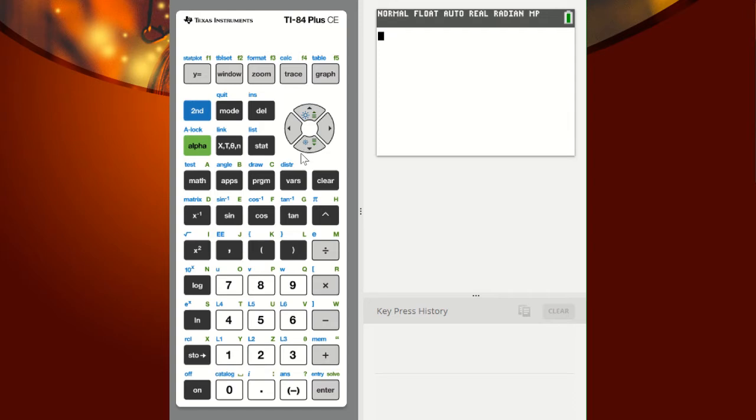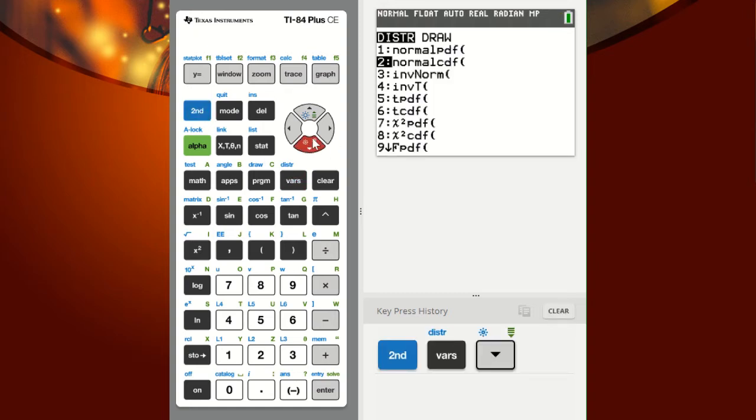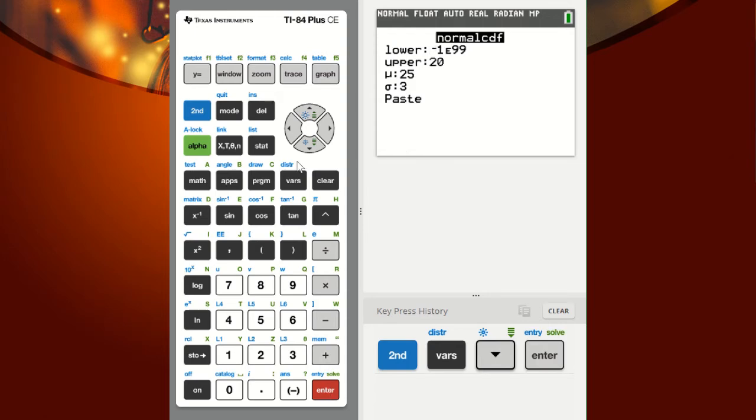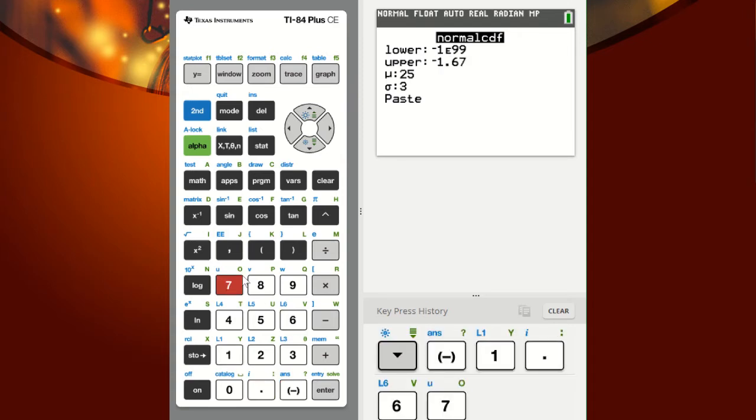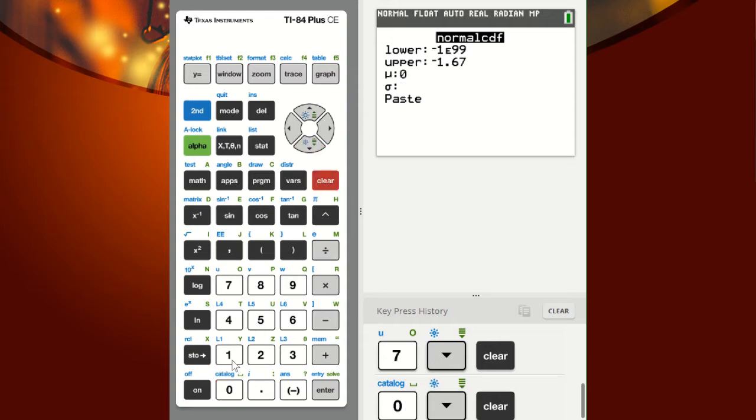Okay, so this time I need to find an area from a z-score. Again, I'm going to be in distribution, so second, vars, and then normalcdf just like before. My lower is the same, negative, basically the highest number I can think of. And then instead of 20, we're going to enter our z-score, so negative 1.67. Because this is z-scores, I'm talking about a standard normal distribution here. When I have a standard normal distribution, my mu is always 0 and my standard deviation is 1. Because it is standard normal, it's a distribution of the z-scores.